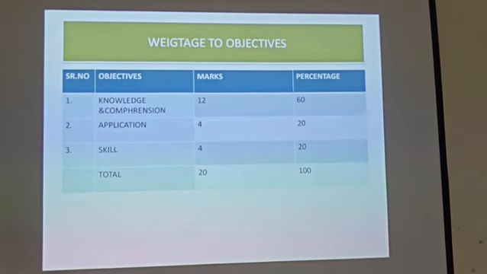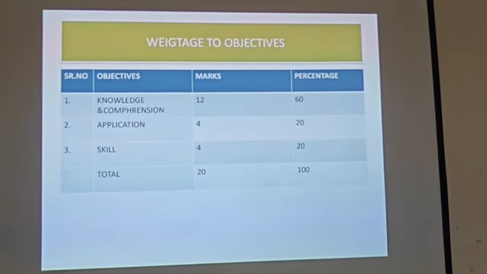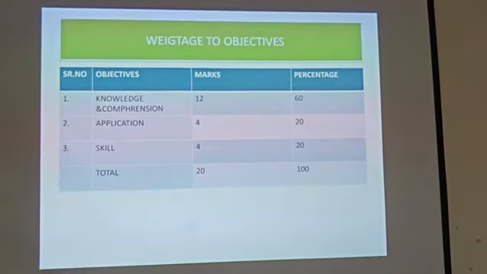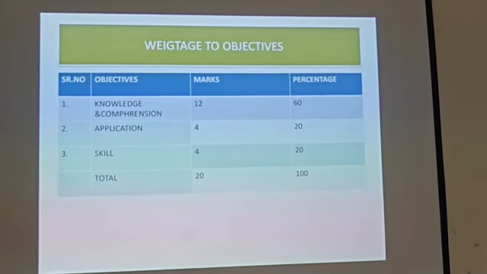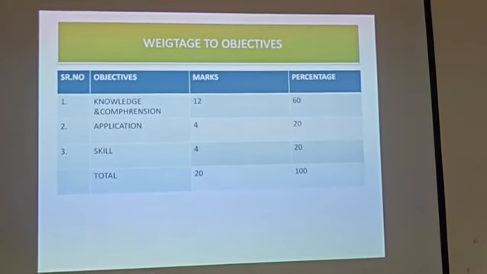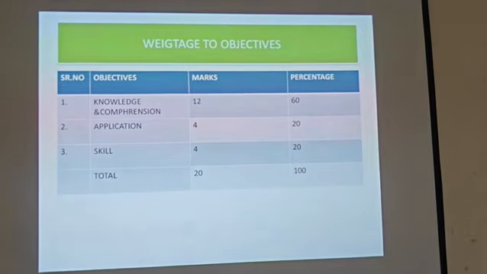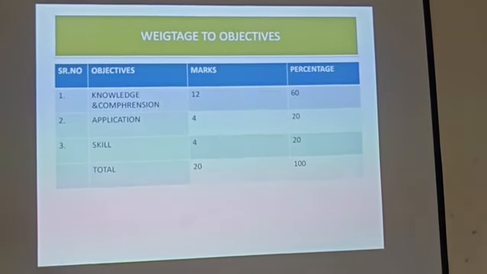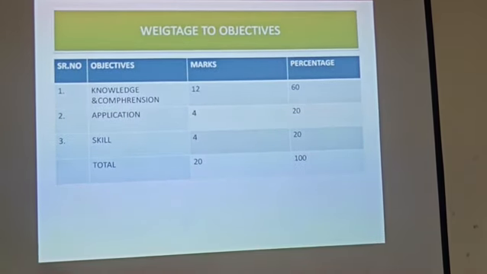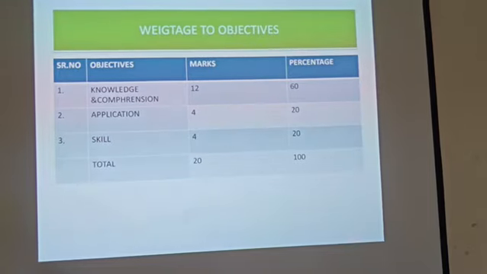How many questions are based on the application level and how many marks are given. For application level 4 marks, for skill level 4 marks, means total 20. 20 marks weightage is given for the test.